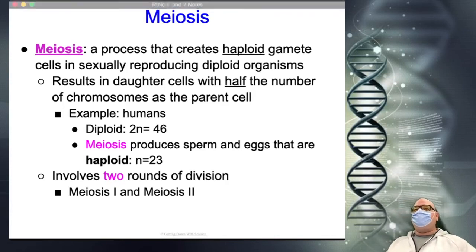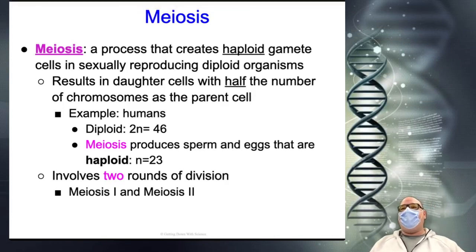All right. So, meiosis makes haploid gamete cells. And remember what a gamete cell is? That's either a sperm cell or an egg cell. And those can hook back up to go back to diploid. Okay. So meiosis results in daughter cells, and we're going to call sperm cells daughter cells, with half the number of chromosomes as the parent cell.